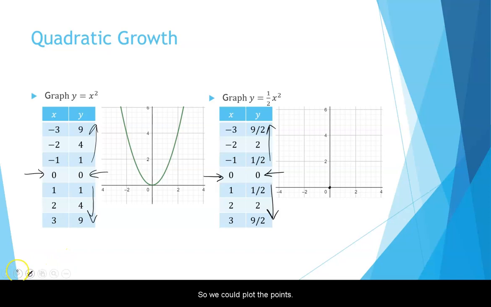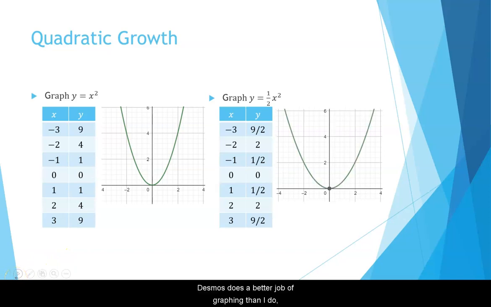So we could plot the points, but Desmos does a better job of graphing than I do, so that's what the curve looks like. Notice it is wider looking. This means that the growth is slower than this one of y equals x squared. I'm going to call this one of x squared the parent function.